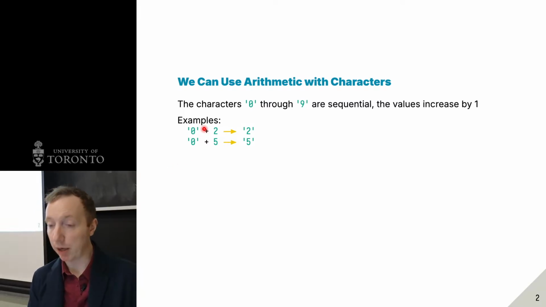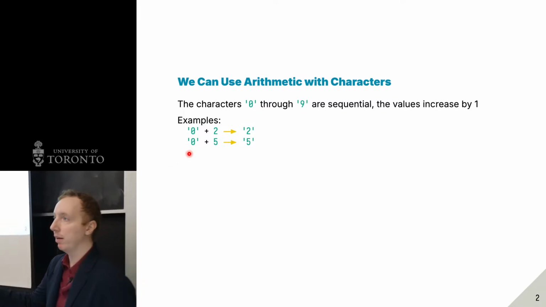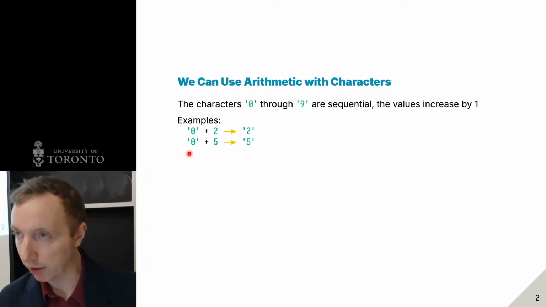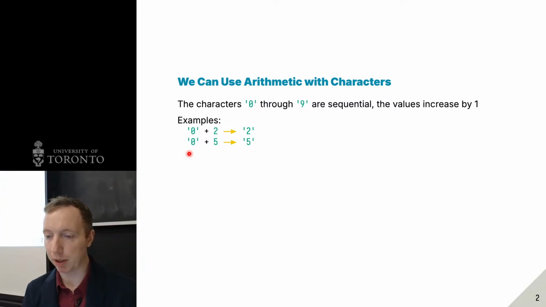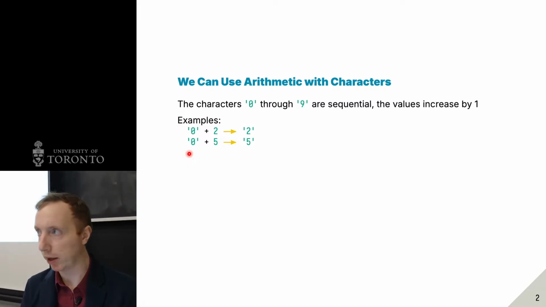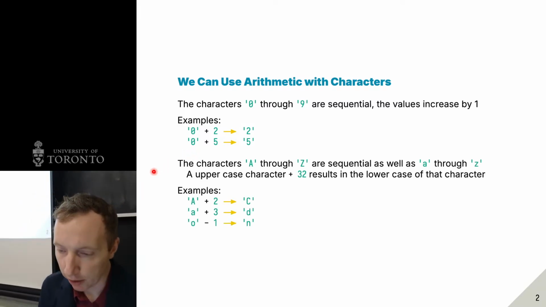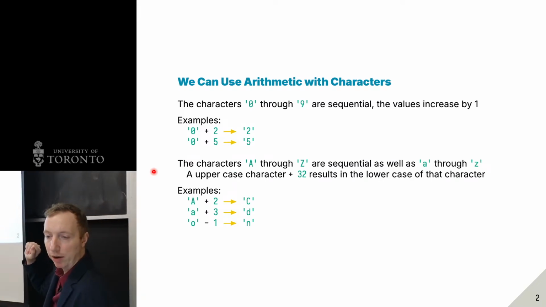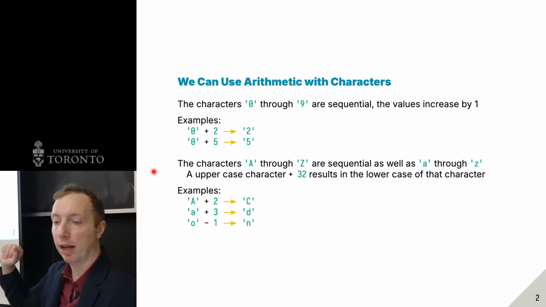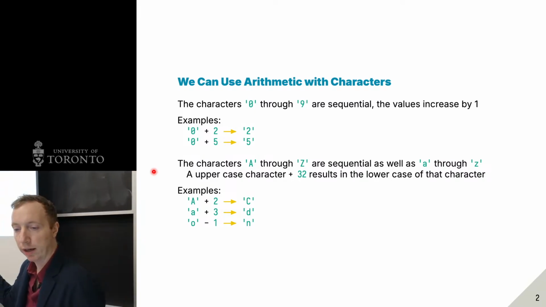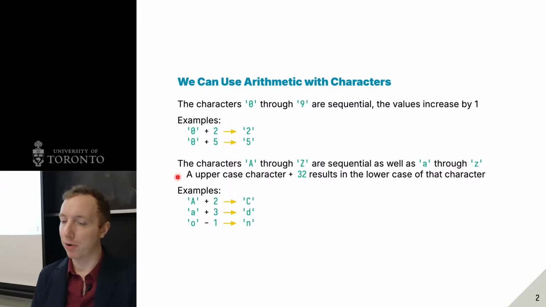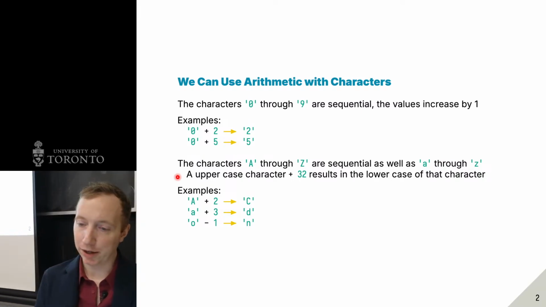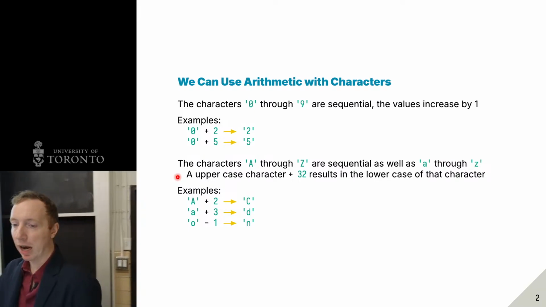If I represent it as a character again, and same thing if I do the character 0 plus 5, I will get the character 5. So they're laid out like that, and I can do a bit of trickery with knowing the values and how they're laid out. The characters capital A through capital Z are sequential as well as lowercase a through lowercase z. And as another note, if you want to convert uppercase to lowercase, I could take an uppercase character and add 32 to it.